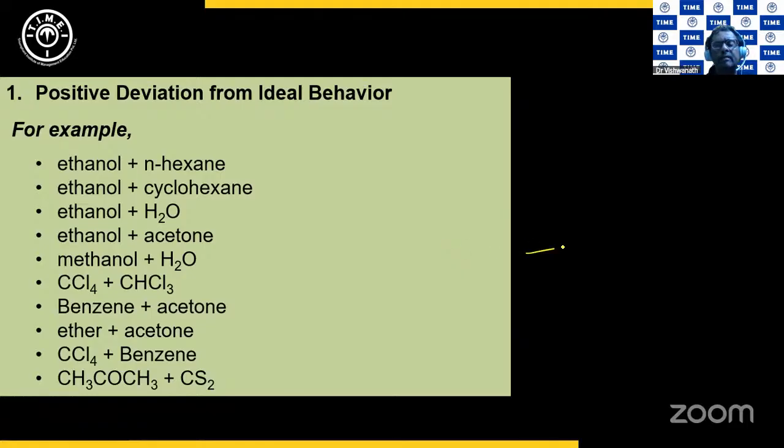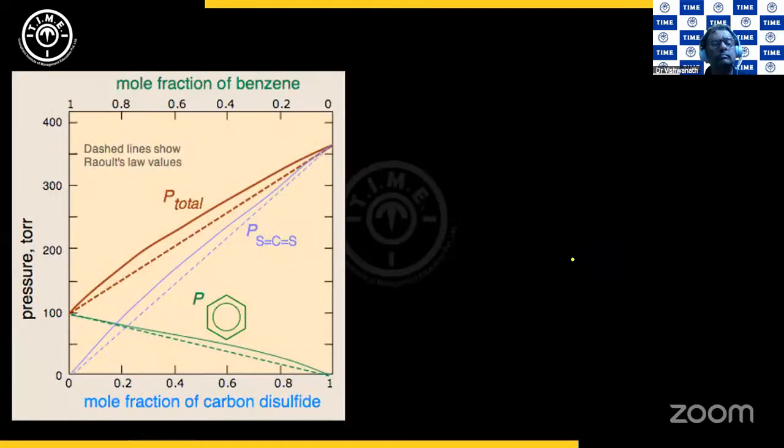Different cases we have, right? Positive deviation, where the AB forces are weaker. AB forces are weaker than AA and BB. Now let us look at the plot. This is the plot that you get.